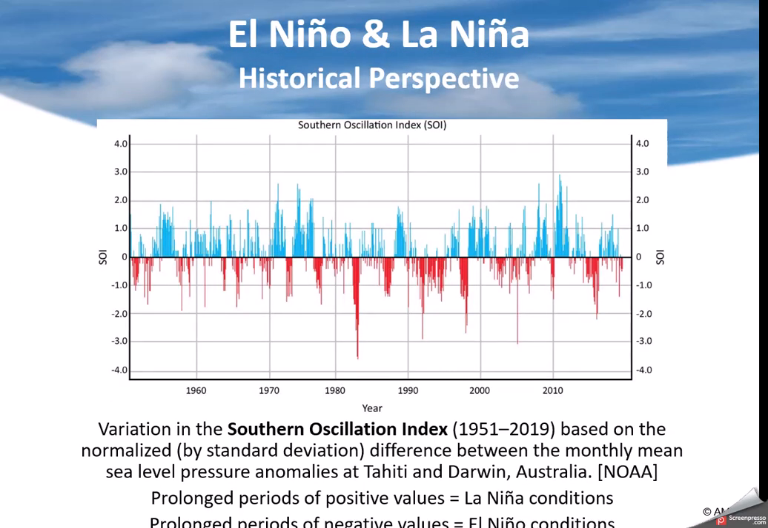Another package here is El Nino, La Nina. El Nino refers to the Pacific Ocean temperature change. We're going to look at that in a minute also. I want to just go through a couple of these extra slides here.